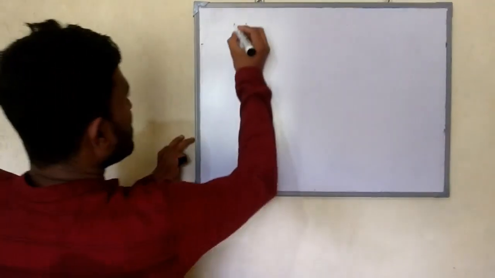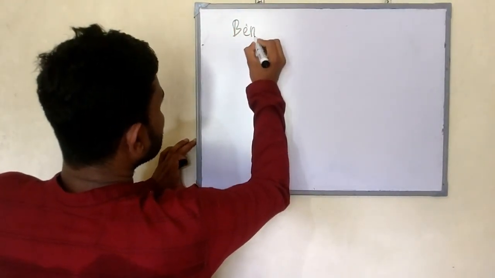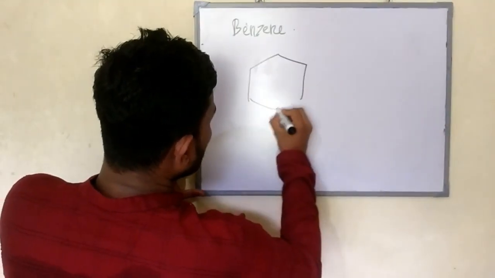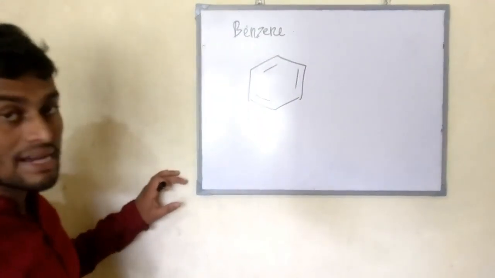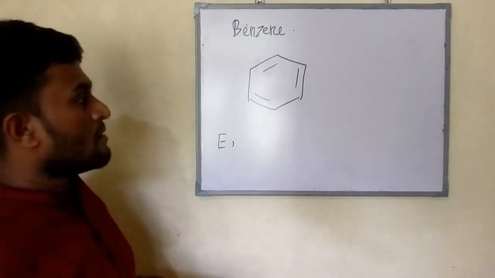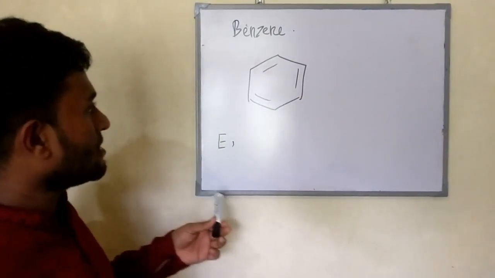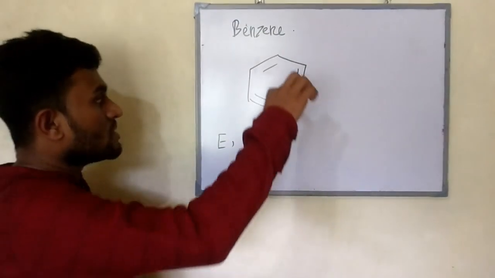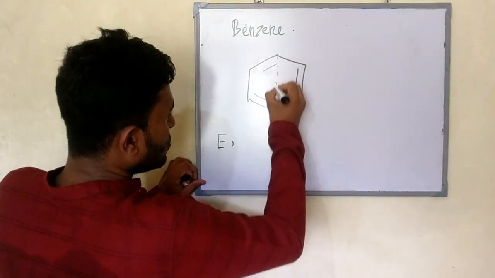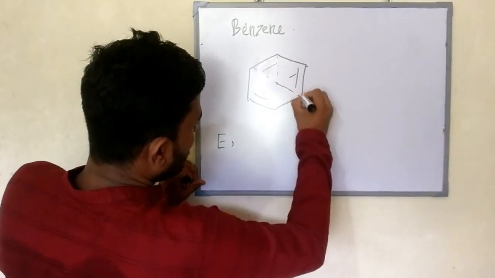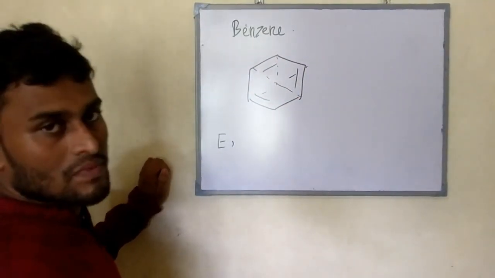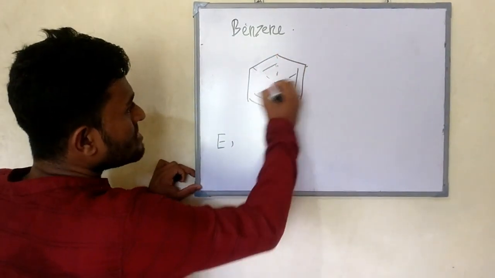Your next example will be benzene. In the case of benzene, what are the symmetry elements? Here E is possible. So when you are writing your next symmetry element, you need to see first through the middle. So this is your middle, and here you know the internal angle will be 60 degrees.